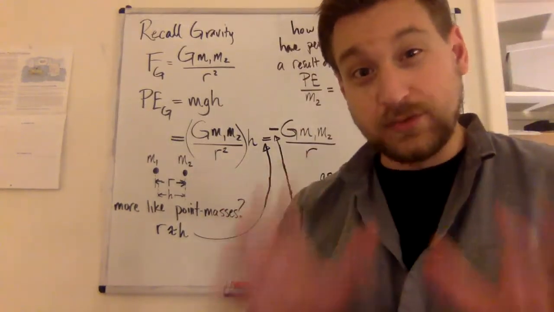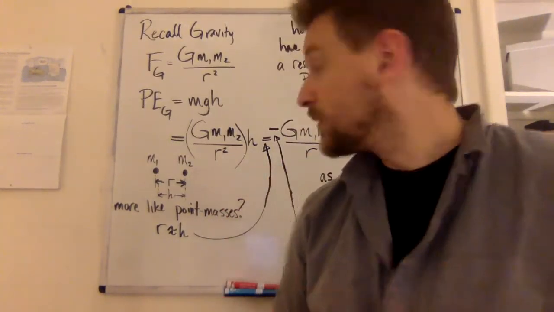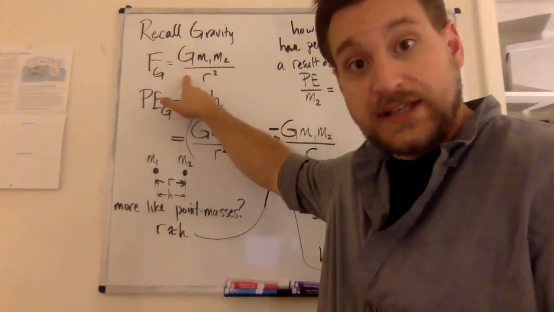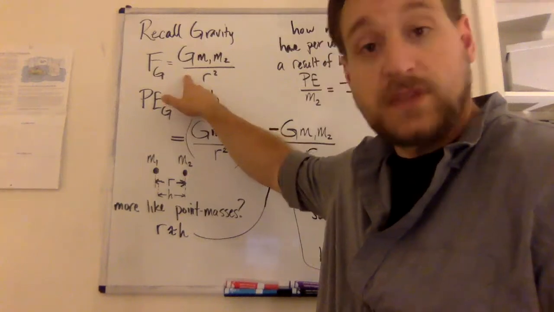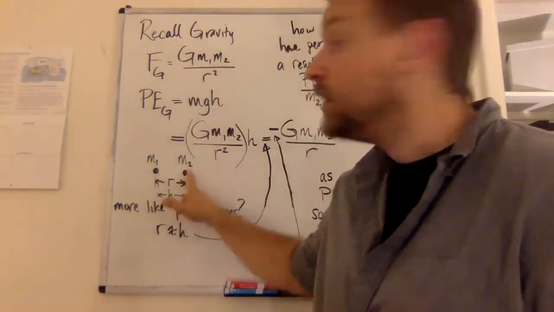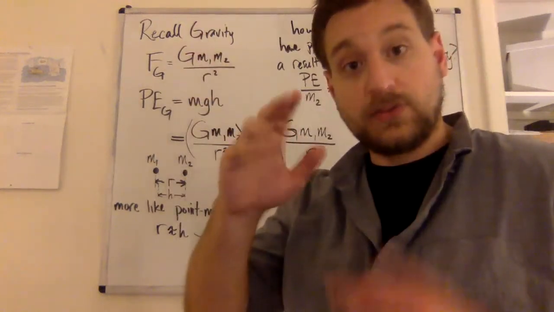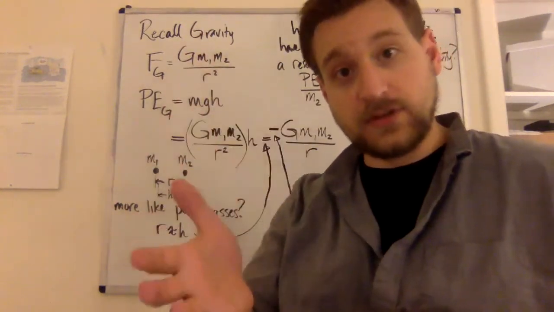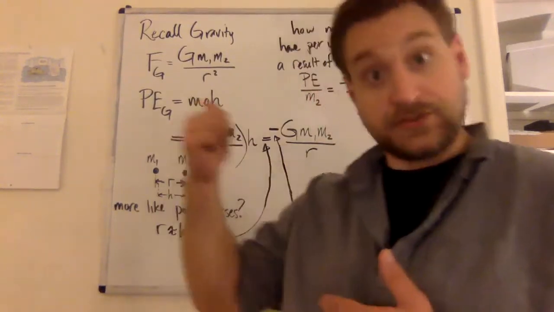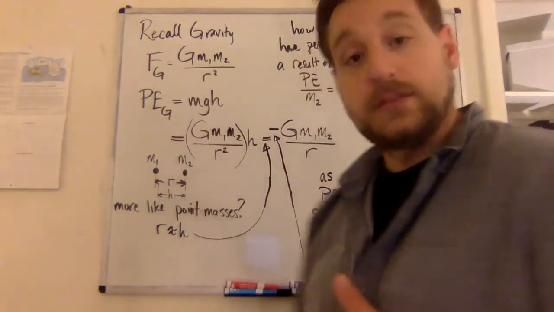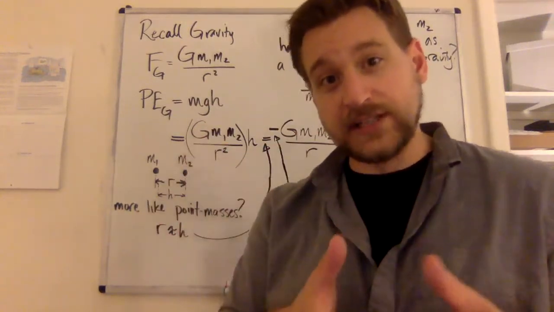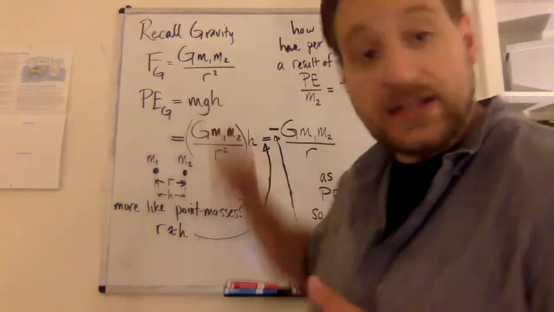First, I'm going to ask you to remember gravity. We've got Newton's law of gravitation, that the force between two masses, let's call them M1 and M2 for now, is the product of the two masses times the universal gravitational constant divided by the distance between them squared. Looks familiar at this point. Remember also that we defined the potential energy due to gravity as mgh.